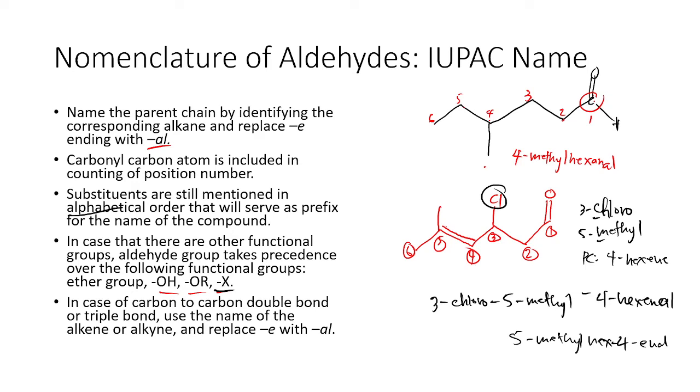Actually, included din yata dito ang ketones kung hindi ako nagkakamali. So kapag meron kang other ketone, ayun, medyo magiging magulo lang yung system natin. But in any case, and also in case of carbon to carbon double bond or triple bond, we must use the name of the alkene or the alkyne and just replace the E with al. Okay? So that is our nomenclature of aldehydes.